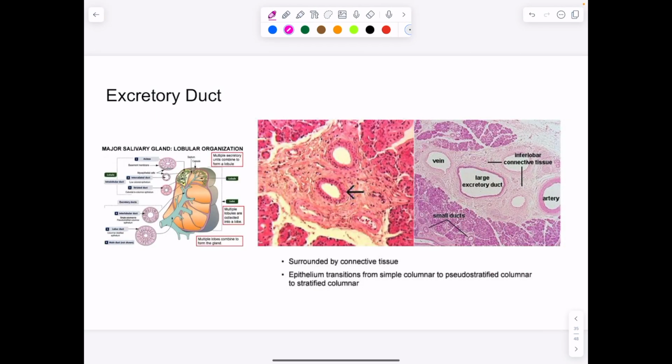Okay, so our excretory ducts are these three. Once you get past the lobules, you have them extralobular, and they're surrounded by connective tissue, which is how you can tell them apart, but they also are pseudostratified to stratified columnar.